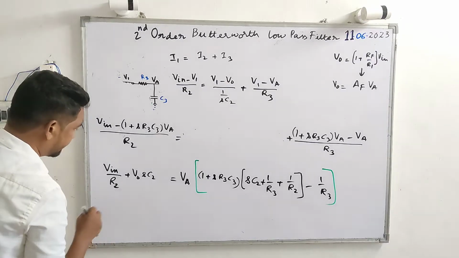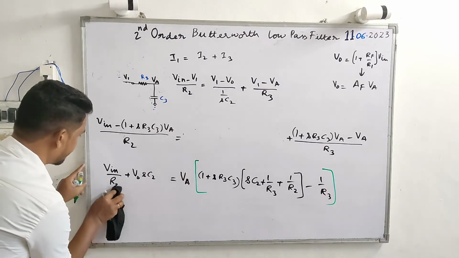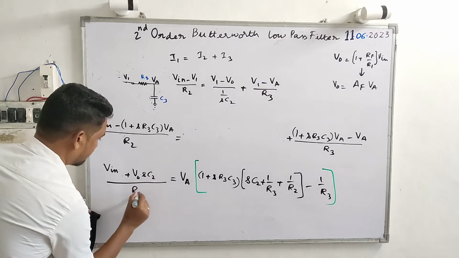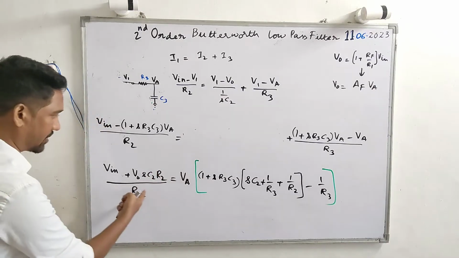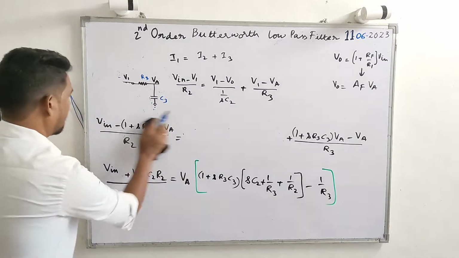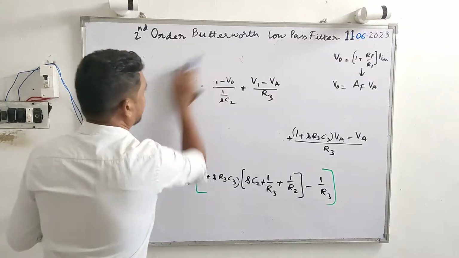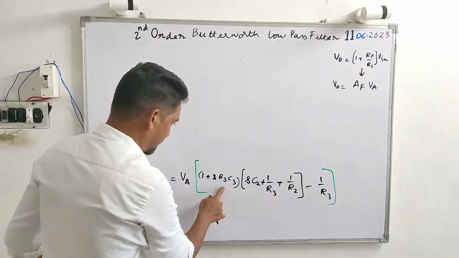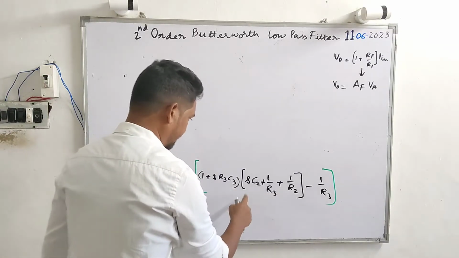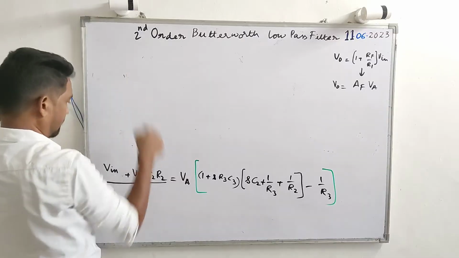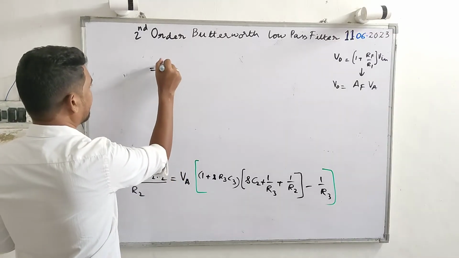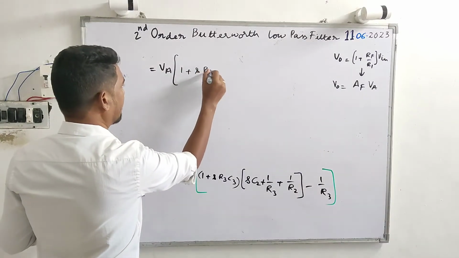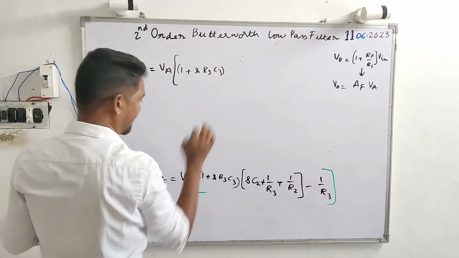Another simplification over here, guys, upon R2 into R2. This is clear, done. Still simplifying inside the braces, what do we have, guys? On the RHS it's VA multiplied, all right. So 1 plus S R3 C3 inside the braces as it is.